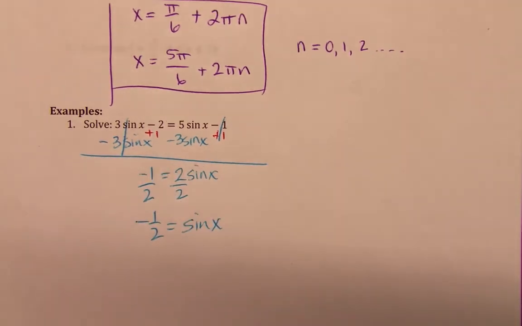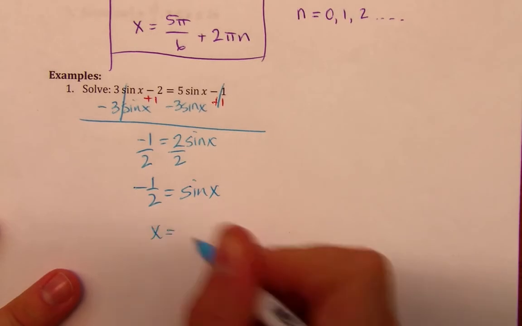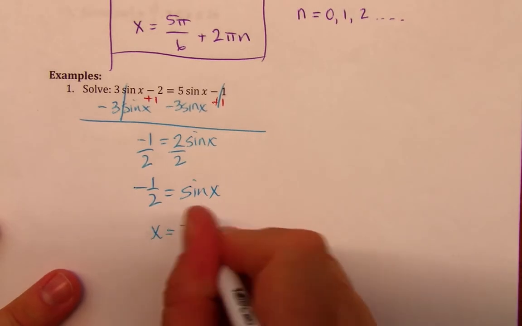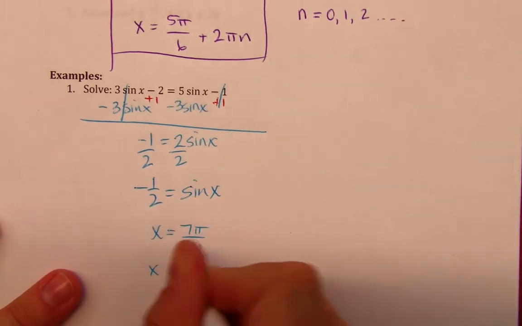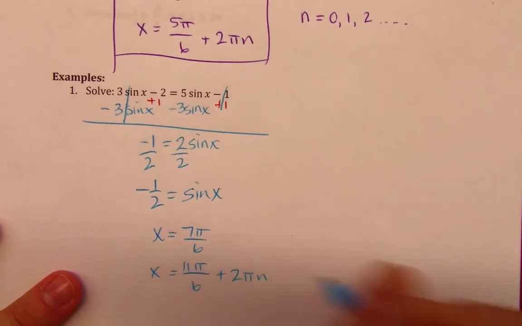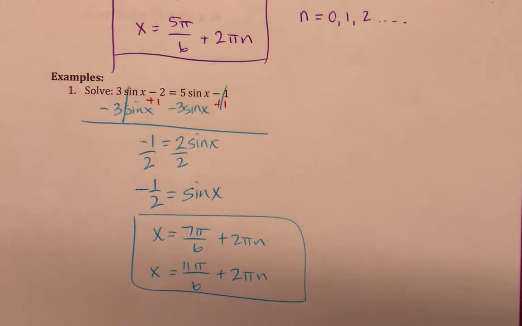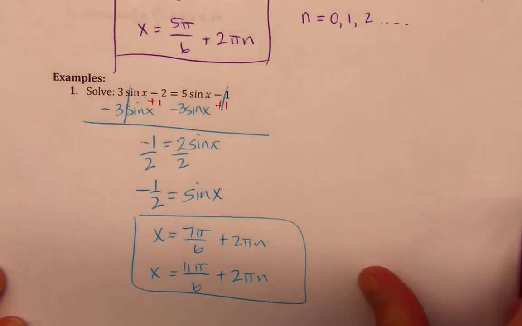So what we're asking is, where does it equal this? X is equal to 7 pi over 6 plus 2 pi n, and x is equal to 11 pi over 6 plus 2 pi n. And those are our answers. So that's what we're doing in this section, section 5.